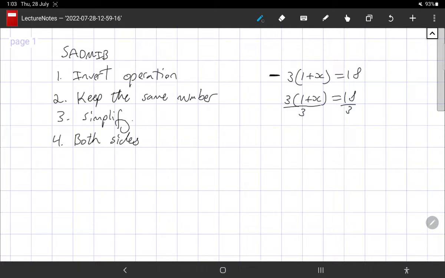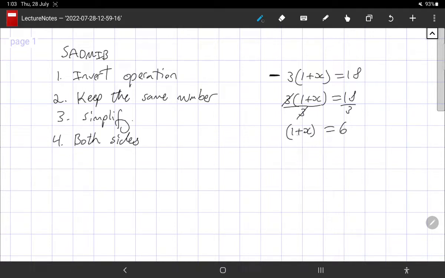Divide by 3. Okay, so what can we do to simplify this? Well, 3 times something divided by 3 is just that something. We can cancel these out. 18 divided by 3 is 6. So 1 plus x, we can keep these brackets, equals 6.